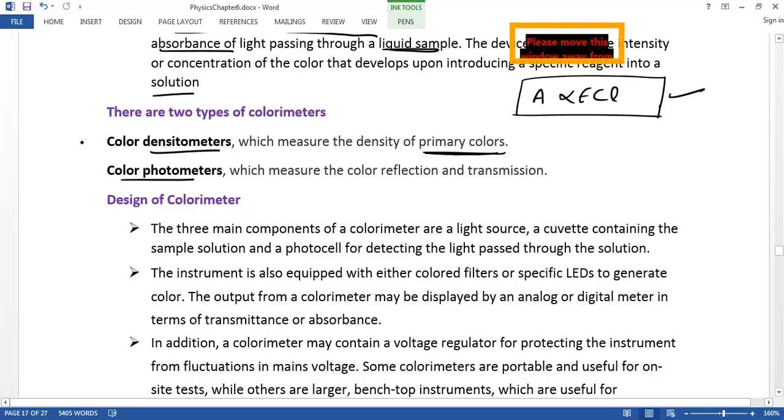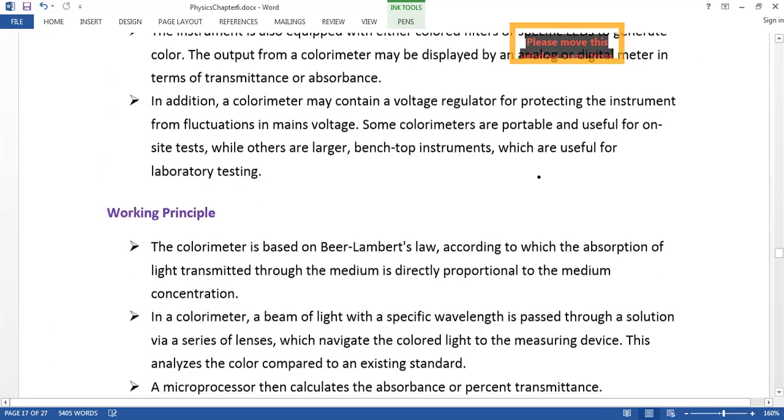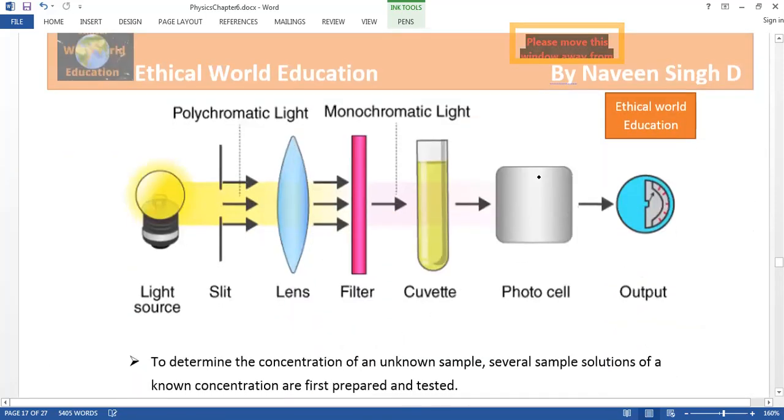The first type is the color densitometer, and the second type is the color photometer, which measure the color reflection and transmission. Okay, so let us see the design of the calorimeter. As you can see here, this is the setup of the calorimeter.